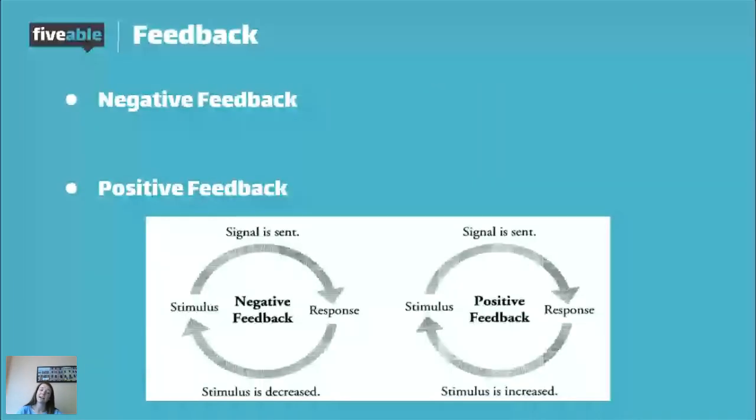Negative and positive feedback, the difference here is just if the stimulus is inhibited or if the stimulus is enhanced. So with negative feedback, the stimulus is inhibited or decreased. That's what the response does. So I'll give you some examples of that. And with positive feedback, the stimulus is increased by the response. And I can show you an example of that as well.